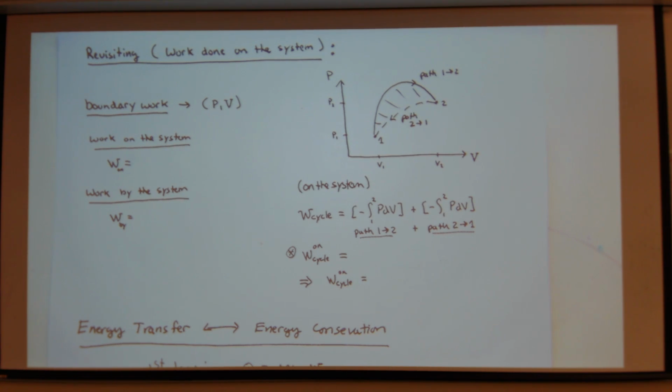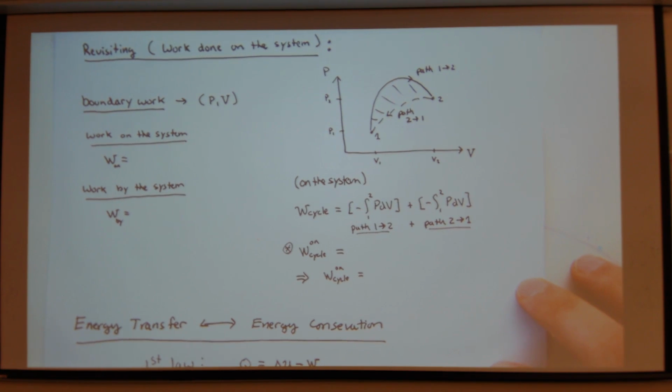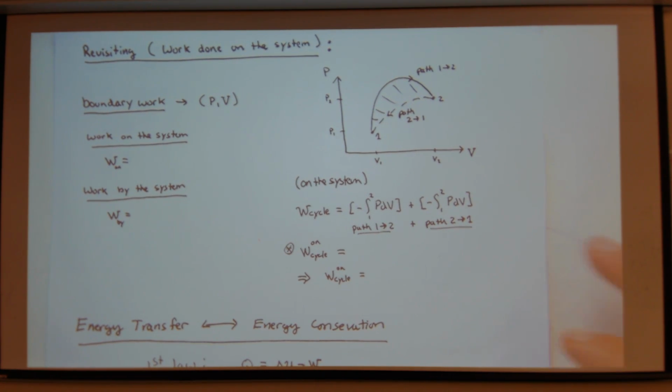So just like we revisited this idea of Q versus 1 over T curves, where the area under the curve gives you an idea of the change in entropy, whether entropy was added or removed from a system, we're going to revisit the PV curves. Pressure is one of these intensive independent properties that can be used to describe the state of a system. When you couple it with the volume of the system, we get ideas about the boundary work.